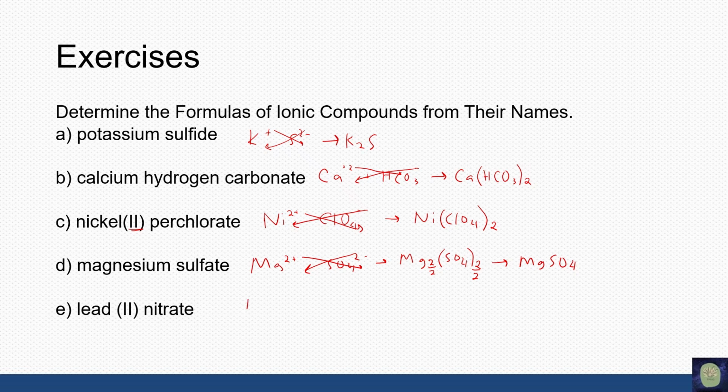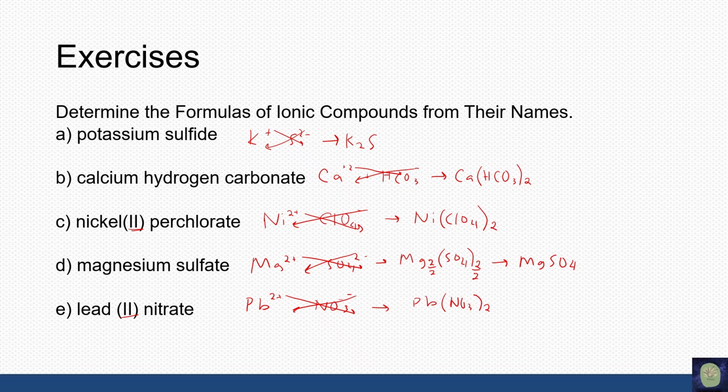And last, we have the lead, Pb, which is also 2 positive from the parentheses, added with the nitrate, the NO3 negative, doing the crisscross. We have the Pb(NO3)2.